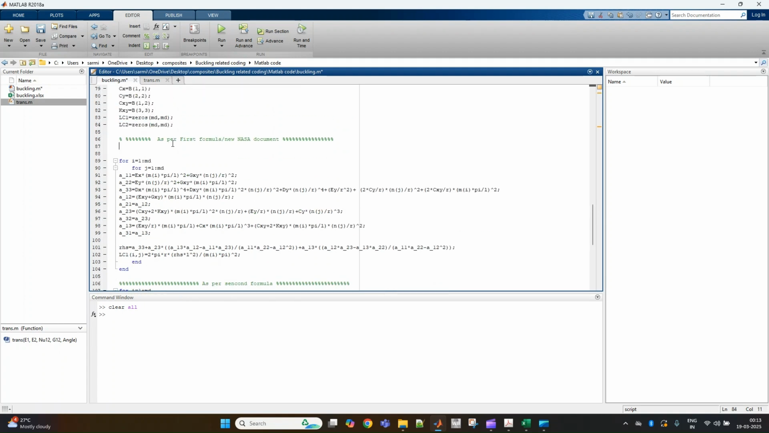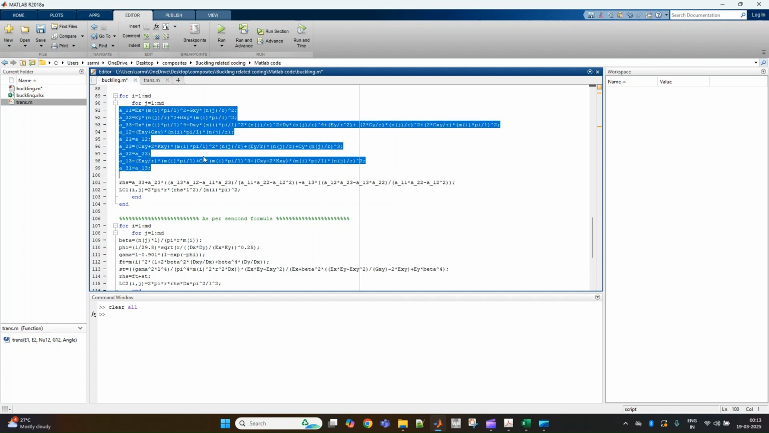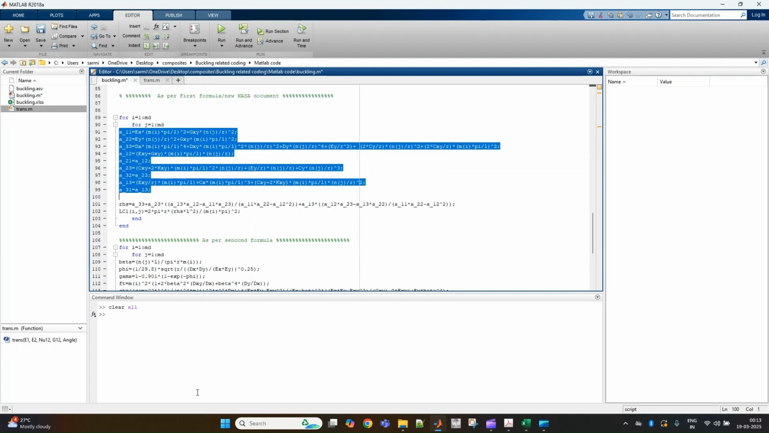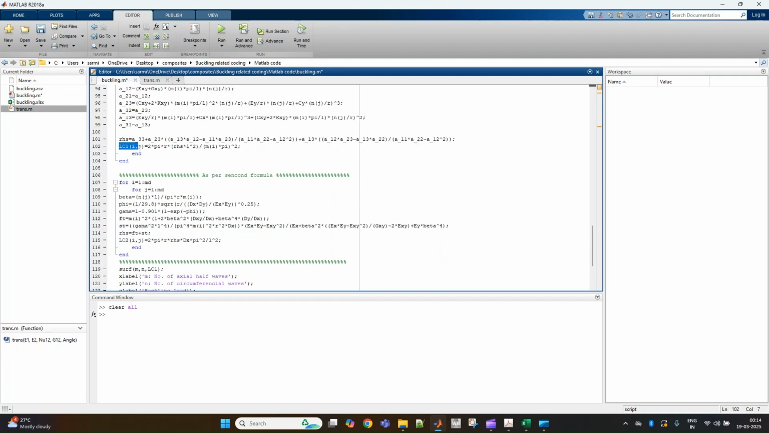Since I have calculated both as per the first formula, we have to run one nested for loop with the formulas which are given in both the papers in the beginning. So with those formulas, I calculate the values of LC1 for each value of m and n, and among each value of m and n, I have to take the minimum, that part is done subsequently. But this LC1 is made as a matrix, and all the values for different combinations of m and n are filled inside it. Similarly, LC2 is again a matrix which contains all the values for the second formula.